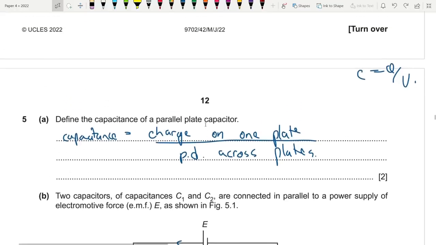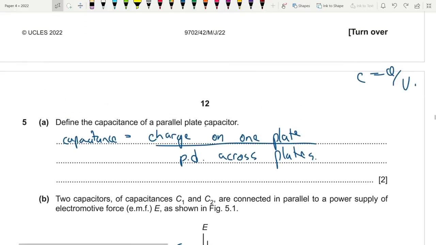Define capacitance. Capacitance is defined as the charge on one plate divided by the potential difference across the plates. All right.